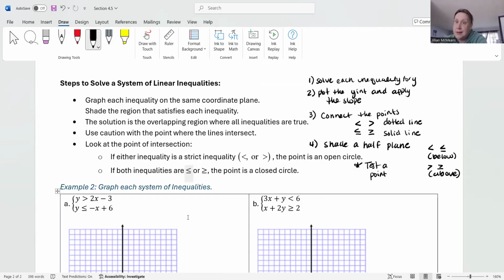I will warn you, it gets a little messy. So be very neat, be very organized, be very particular about these because it can get messy kind of quick. Okay, so that's kind of the first step. We graph each inequality on the same coordinate plane, shade the region that satisfies each inequality.